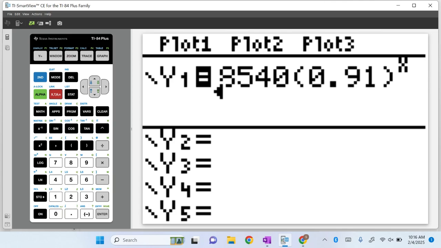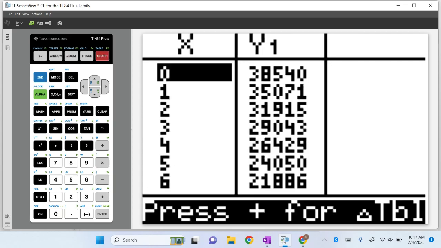Now, once you get here, we only want to look at the table. We don't really care about what its graph looks like. So we're going to hit the second or that blue key in the top left corner, and then you're going to hit graph, which is the top rightmost key. So hit second and then graph, and then your table shall generate.